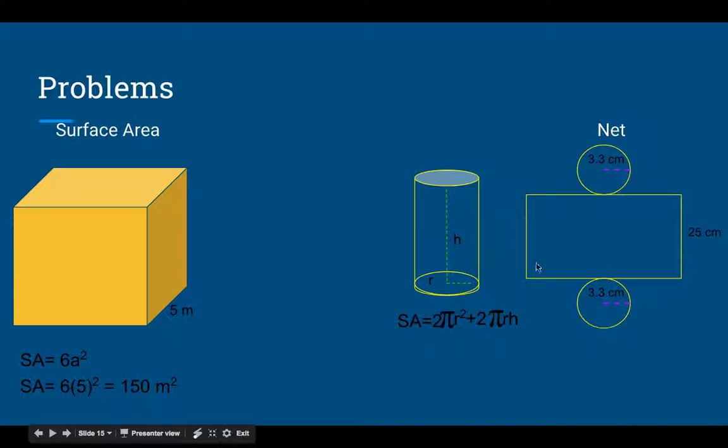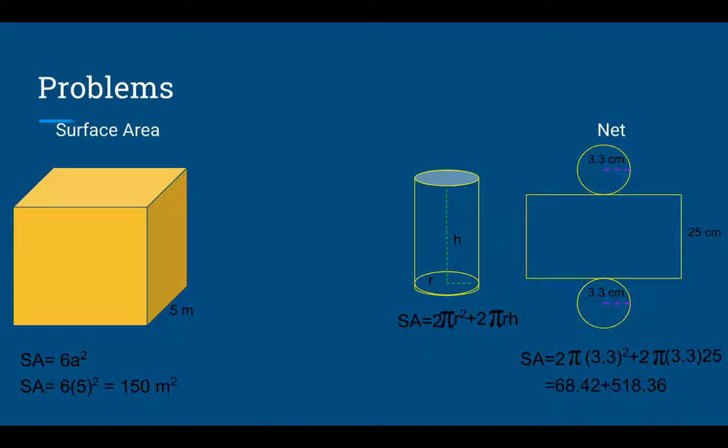Now when we plug in the numbers, we get surface area is equal to 2 pi times 3.3 squared plus 2 pi times 3.3 times 25, which gives us about 68.42 plus 518.36. When we add those together, we're going to get 586.78 centimeters squared.